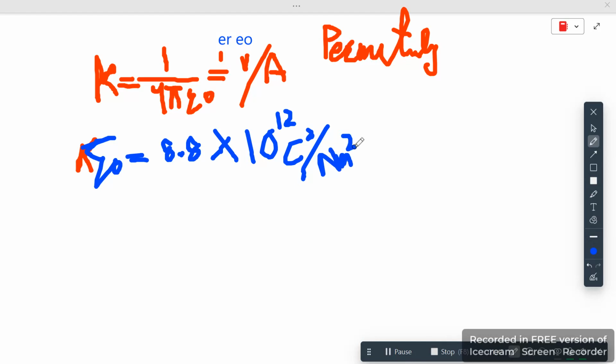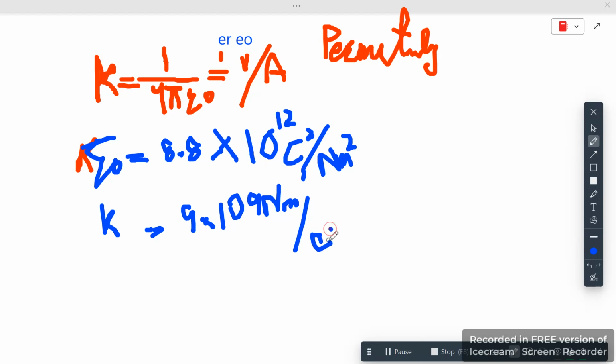So yes, if you have this question, then K's value is around 9 into 10 power 9 Newton meter square, then here will be Newton meter square into Coulomb square. Okay, so here ER is the relative permittivity, which has no unit.